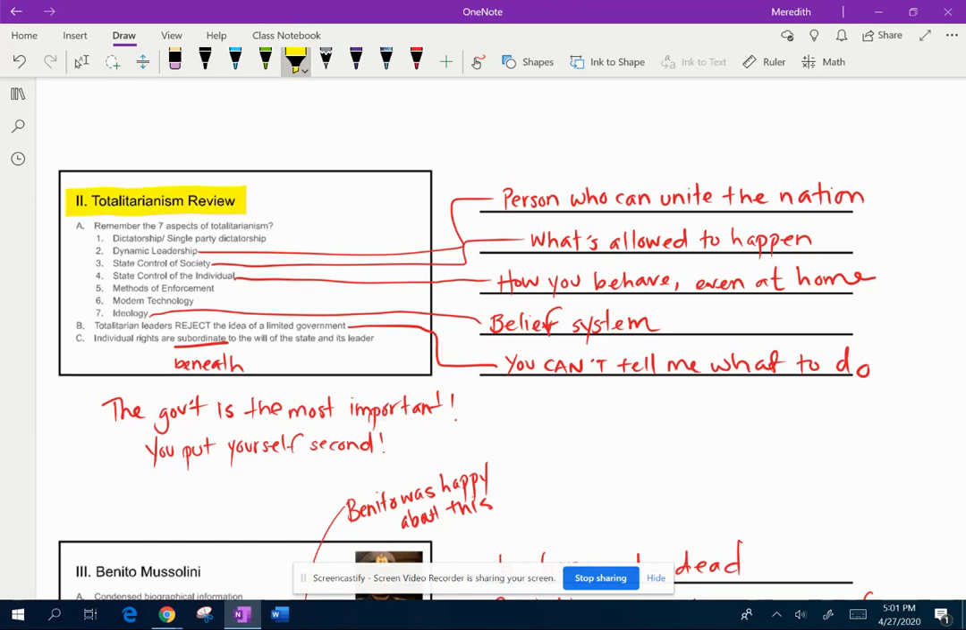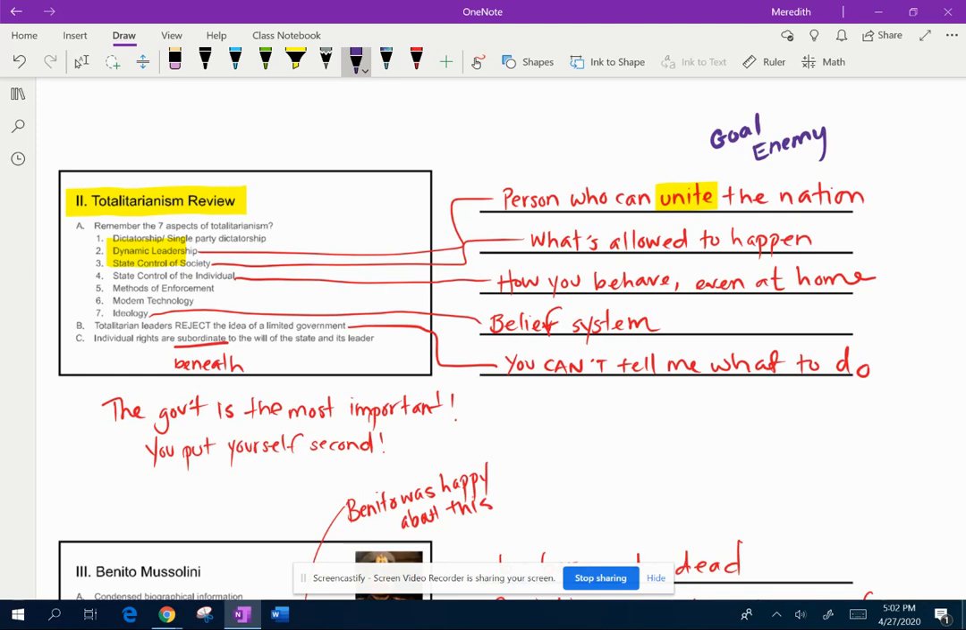Okay, you've got the seven aspects that allow a dictator to come to power and keep power while he can stay alive. And so I think number one, single party dictatorship is still very, very clear. Number two, dynamic leadership is always super difficult. So I annotated over here, we want to focus on a person who can unite the nation. Remember the examples we gave last time: they either unify you with a common goal or with a common enemy. Right. And so here we're going to see that Mussolini is going to do both.